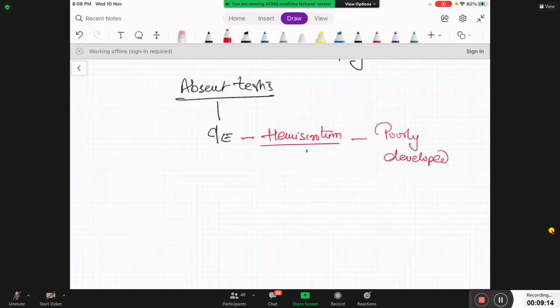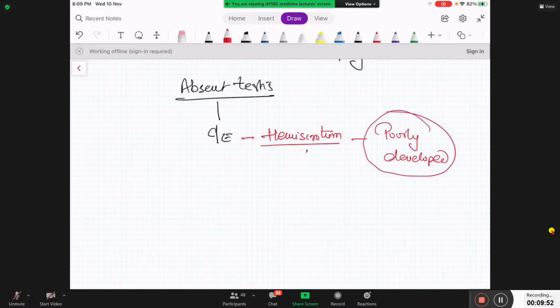Means the rugosity, normally the scrotum has rugosities. This side of the scrotum, which has an absent testis, will not have those rugosities. So that hemiscrotum will be poorly developed. So if you get this information in a clinical question, you should think of an undescended testis, because there can be another problem also where there can be absent testis, but the scrotum can be well developed. What that condition is, we'll be talking about. So if you get this, you should think of an undescended testis first of all.